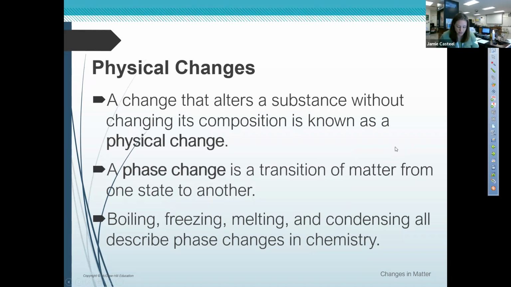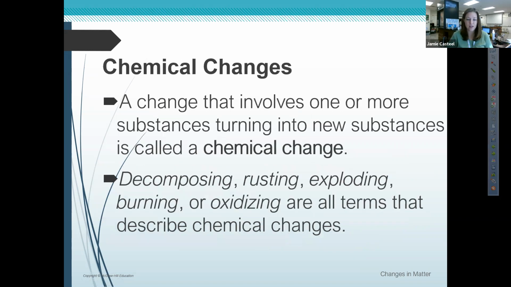Okay, so we went over our phase changes. Again, those don't change the substance itself, it just changes the organization of the molecules or atoms. Chemical changes. A chemical change is a change that involves one or more substances turning into new substances. I can't get it back.